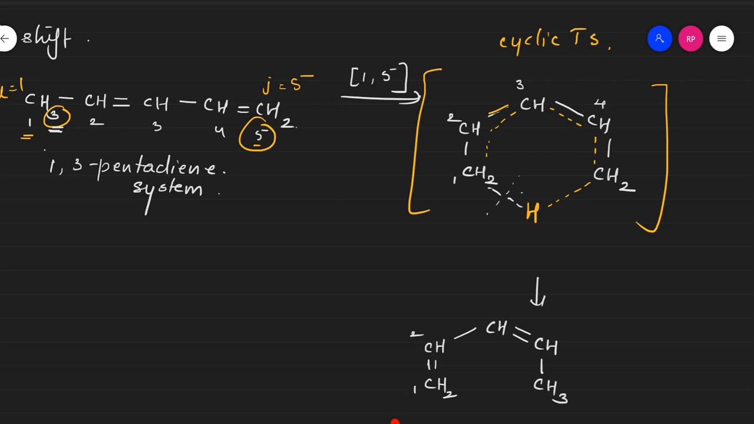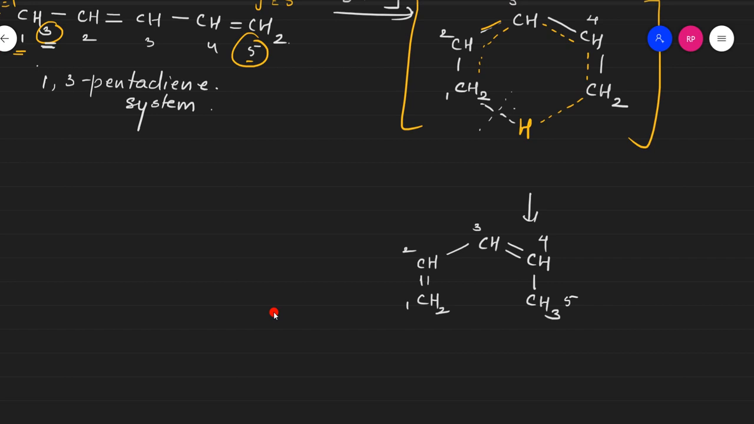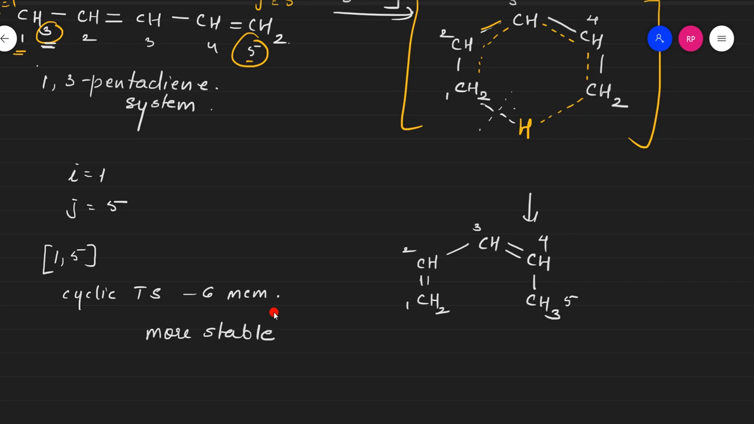Now look at the difference between the previous structure and this. There is a new bond formed between 1 and 2, and a new bond formed between 3 and 4. It's like shifting, no? Shifting is taking place. This is your 1,5 shift, with i equal to 1, j equal to 5. This is a 1,5 sigmatropic rearrangement, and here the cyclic transition state is a six-membered ring. This type of transition state is more stable than the five-membered ring.